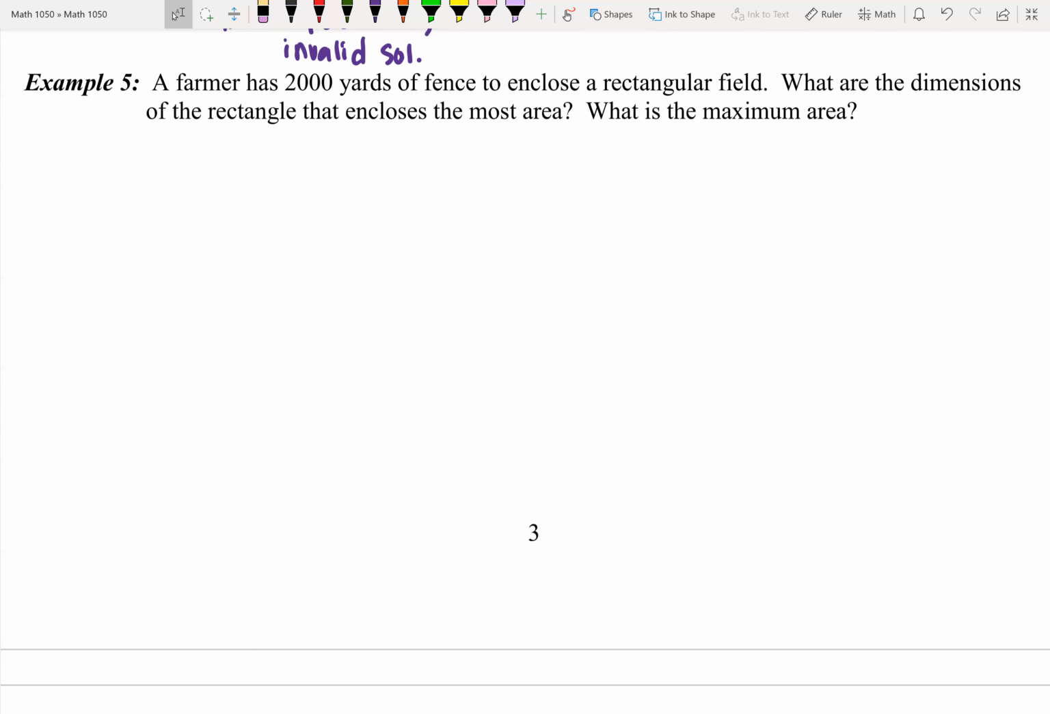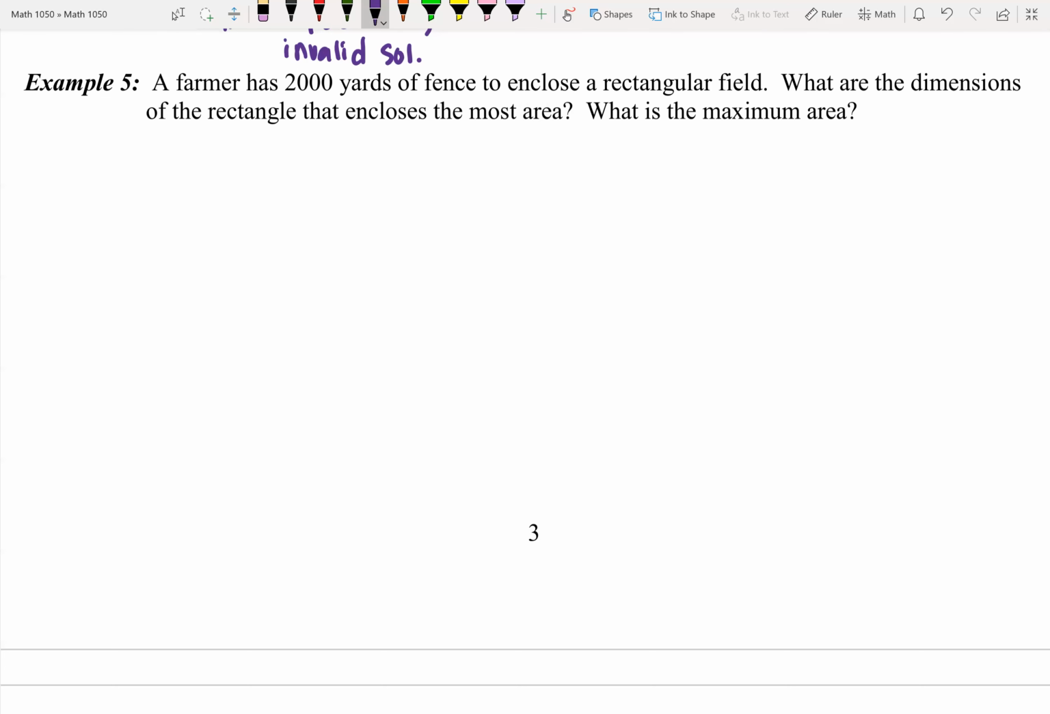Believe it or not, question 5 is similar to the first 4 that we've just done. It looks very different, but it's similar. A farmer has 1,000 yards of fencing to enclose a rectangular field. What are the dimensions of the rectangle that encloses the most area, and what is the maximum area? So there's that word again, right? Max or min. But why does this seem so much tougher than the other ones? Tell me. There's no equation. So now you have to come up with the equation, okay? Or right now we have to come up with the equation.